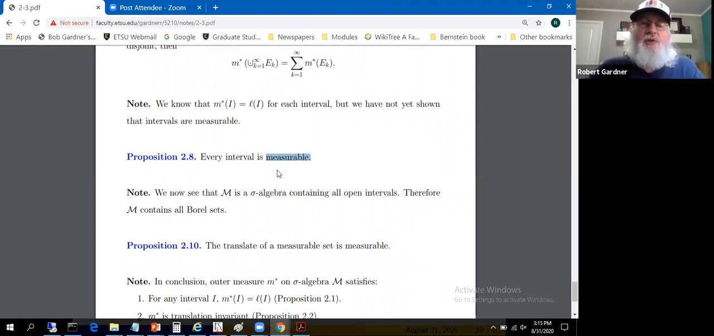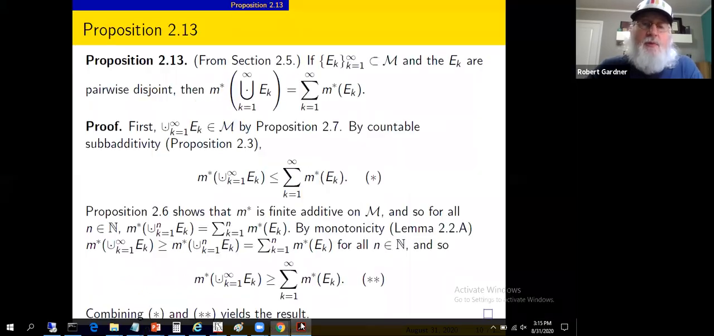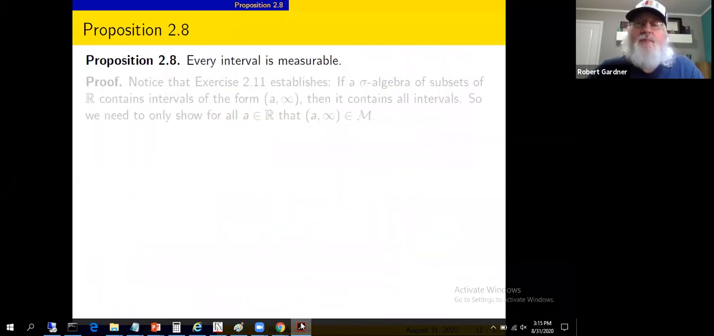So to show an interval is measurable, we need to show an arbitrary interval satisfies the Carathéodory splitting condition. So that's how we will prove proposition 2.8. So let's show intervals are measurable. We've got a bunch of intervals in a sigma algebra. Yeah, that's going to lead to a bunch of stuff.